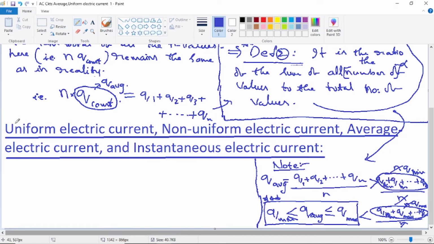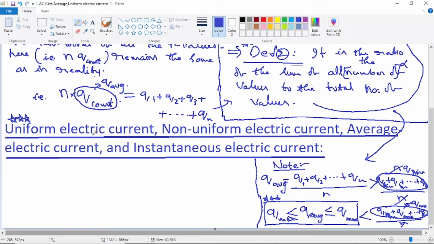Now the next topic, a very important topic, which is actually based on the definition of average. Just observe the topic here, observe the cursor. The topic actually consists of 4 different quantity definitions: uniform electric current, non-uniform electric current, average electric current, and instantaneous electric current.